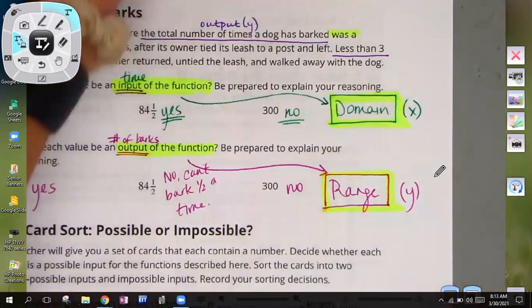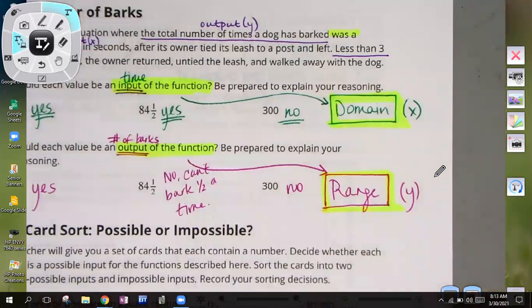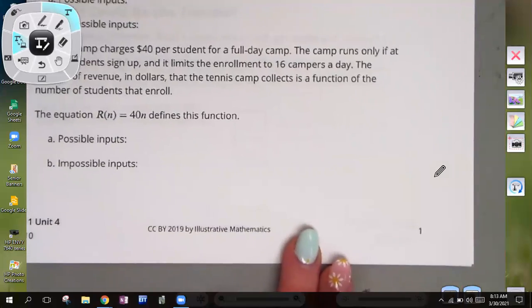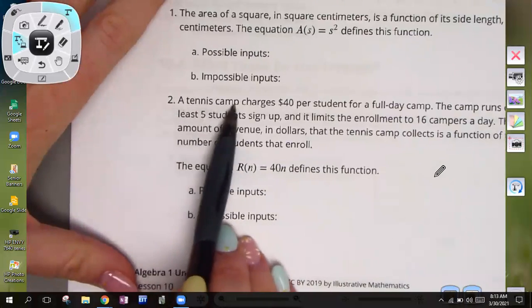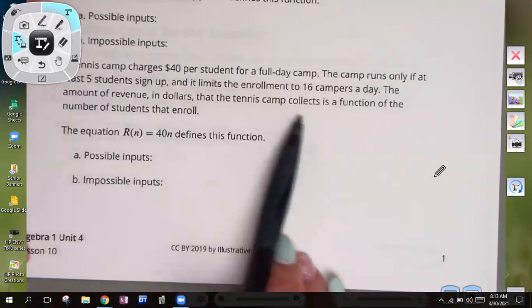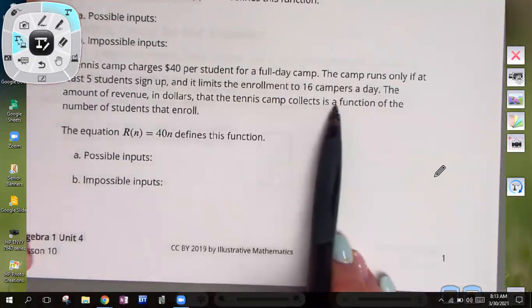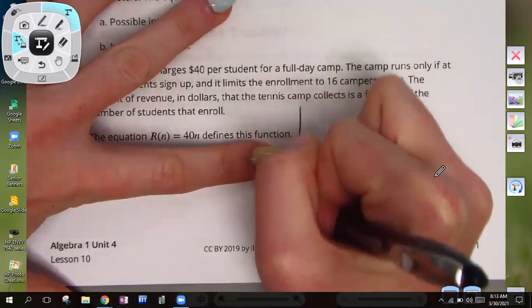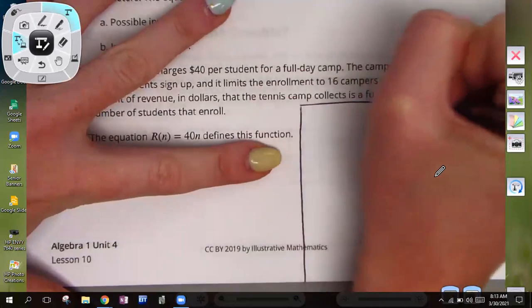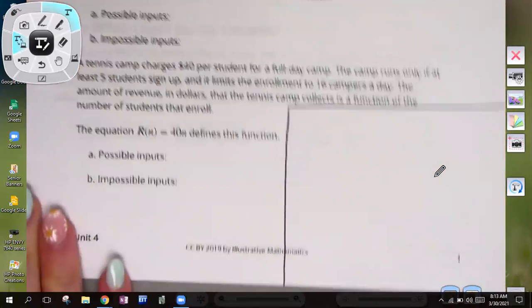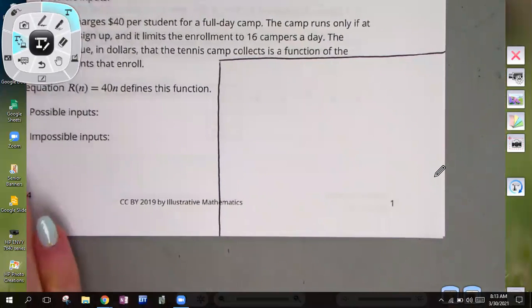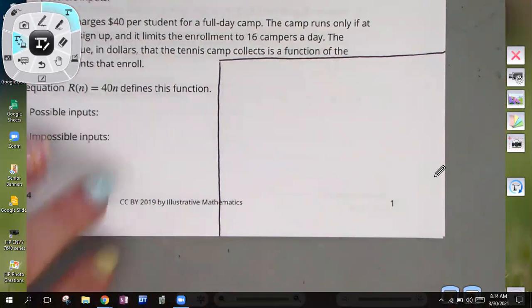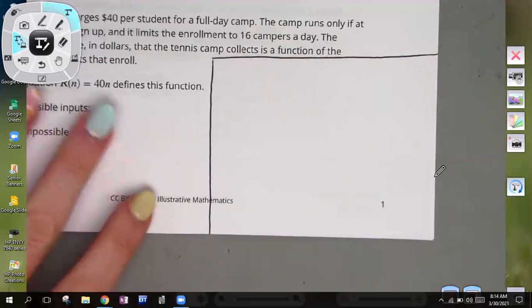Okay, now before we move on, I'm a very visual person. So we're going to draw a picture of kind of what this looks like. So down here at the bottom of your paper, right here where it says number 2, the tennis camp question, right under this paragraph, we're going to draw a little box right underneath that. We don't need all that space. Okay, so that's how big my box is. All right, and we are going to draw a picture of what the domain and the range looks like.